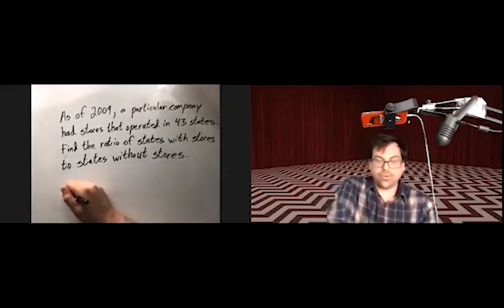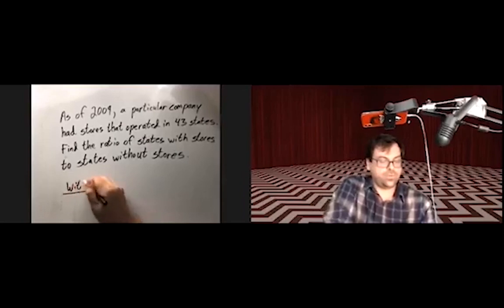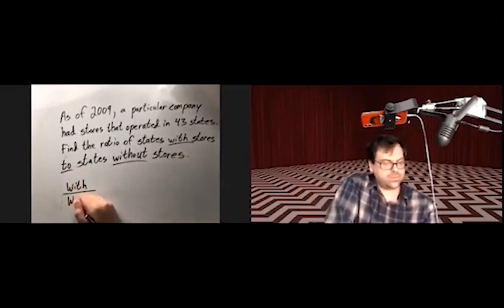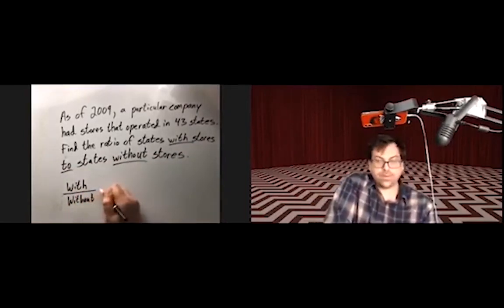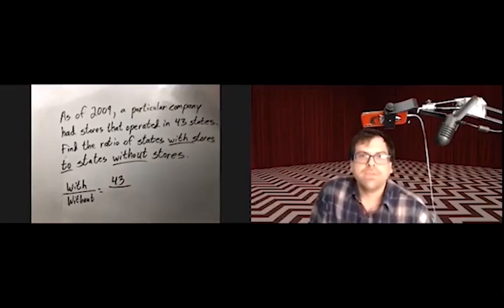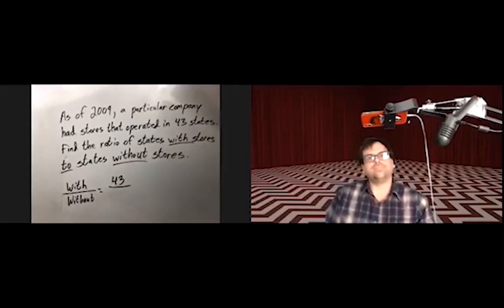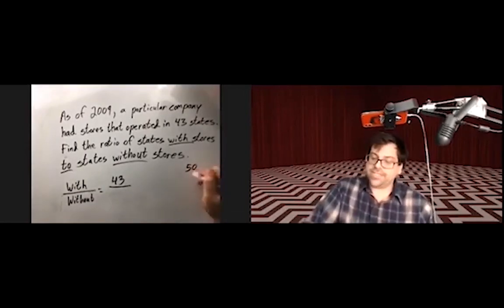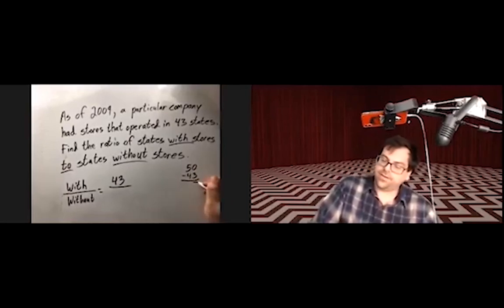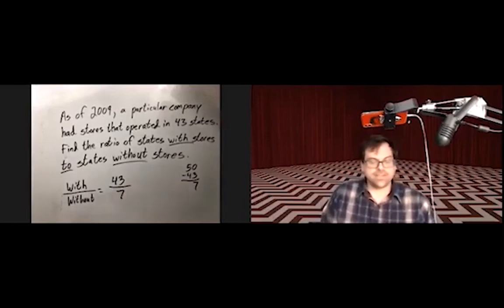We're looking for the ratio with to without. They operate in 43 states. That's 43 states with stores. What number do we put on the bottom? Well, as of today, if there are 50 states and 43 have stores, we would subtract 43 from 50, and there would be 7 states without. 43 to 7.